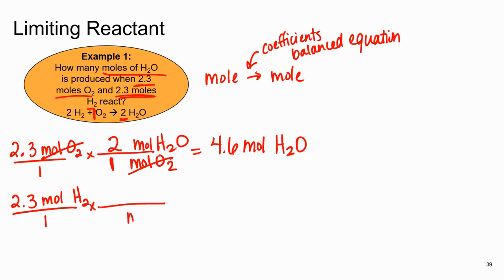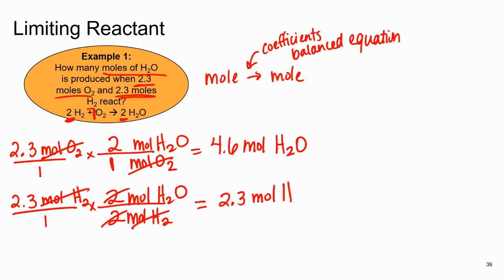Now we're going to do the same thing for hydrogen. Bring down moles of hydrogen. We want to know how many moles of water can be produced. We know it's for hydrogen, it's 2 to 2. Okay, well those 2's actually just cancel, and so 2.3 moles of water can be produced from the hydrogen.